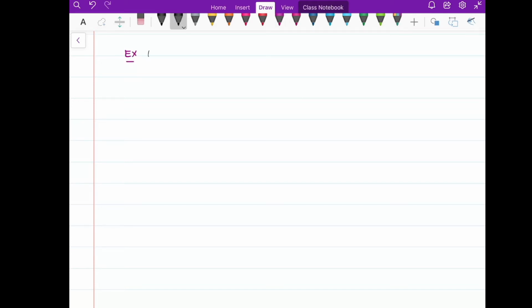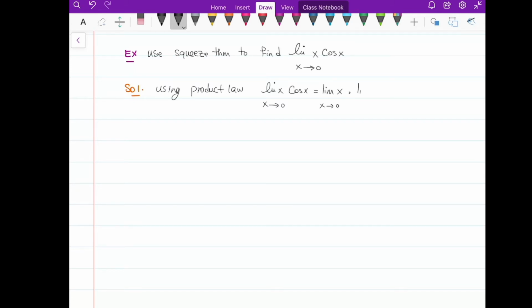The example is this. Use the Squeeze theorem to find the limit of x times cosine of x as x goes to 0. Well, let's see. I can use the product law for limits, and I say the limit of x cosine of x as x goes to 0. I have a function in here, I have another function in here. It is the limit of x as x goes to 0 multiplied by the limit of cosine of x as x goes to 0. Am I allowed to do that? Yes, because this limit exists and it's equal to 0, and this limit also exists because I can plug in 0 into here. I get cosine of 0, which is 1, so the answer is 0.